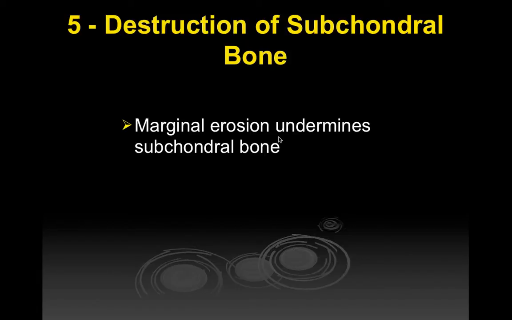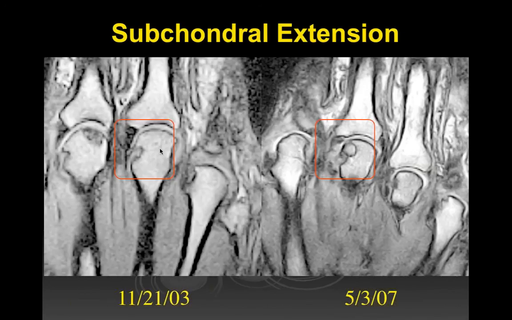So you get an erosion, then what can happen if you continue to allow the inflammation to progress is that the erosion can increase. Here we can see a marginal erosion on the right near the capsular insertion, just like we talked about. Here, 4 years later, notice how it has progressed, and now it's eroded the subchondral bone where the articular cartilage sits.